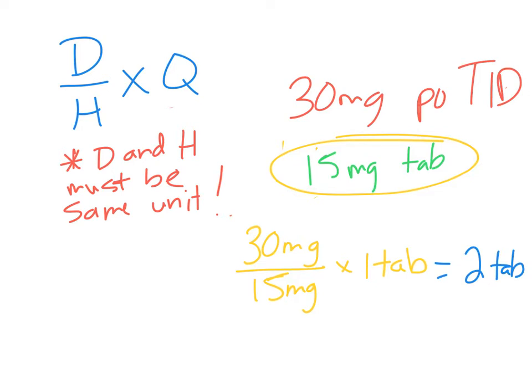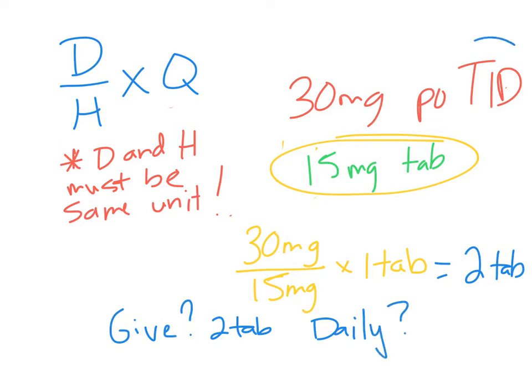What's going to happen in these questions, when we get to these on your homework and on your quiz, I definitely know what happens on your quiz. It may not on your homework. But I'll ask you, how much do we give? So we saw here that we would give 2 tablets to this individual. But then I may ask you, how much would we give daily? And that's based on this.